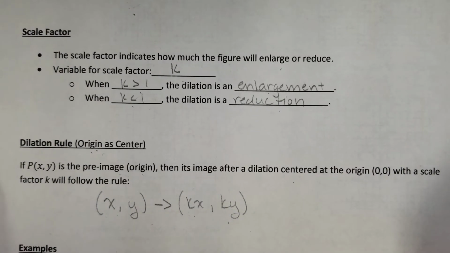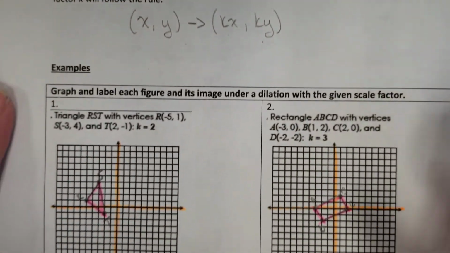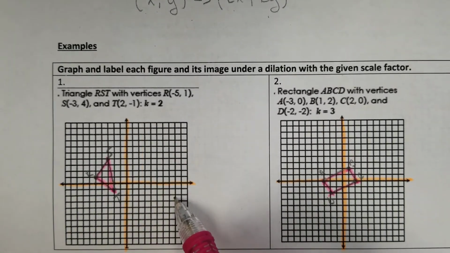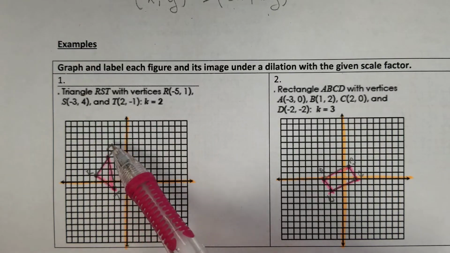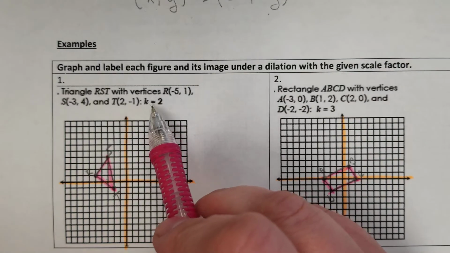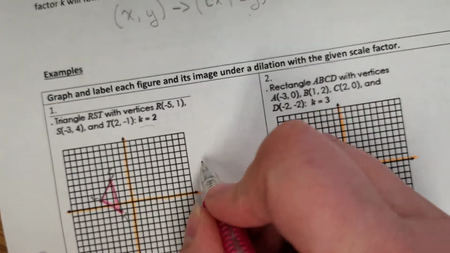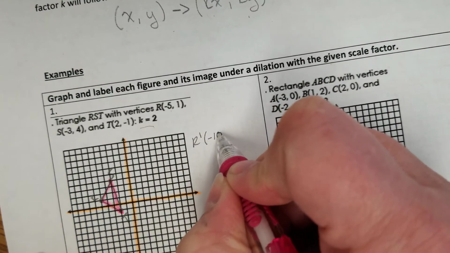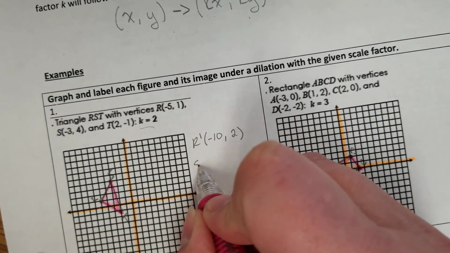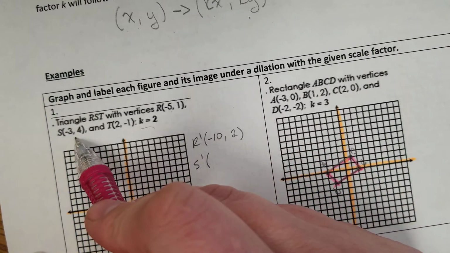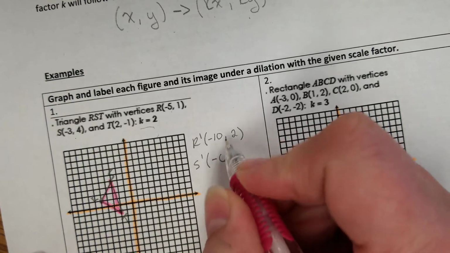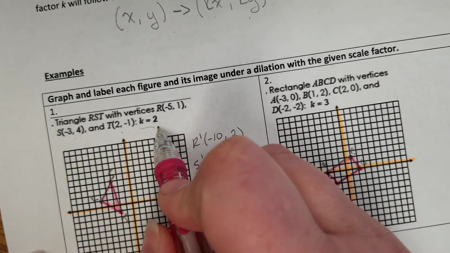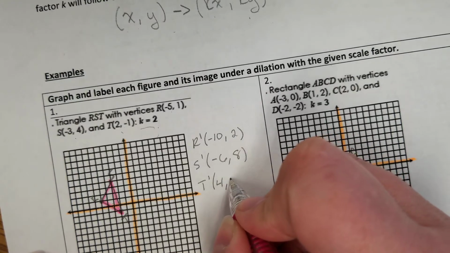Just for the sake of the video's length, I've already graphed the original shapes as well as highlighted the axes because they are a little difficult to see. In this one we have triangle RST, and we want to dilate it with a scale factor of k equals 2. To get R prime, we take the coordinates of R and multiply them by 2, which becomes (-10, 2). We do the same for S prime: (-3, 4) times 2 is (-6, 8). And for T prime, we have (2, -1) times 2, so we have (4, -2).